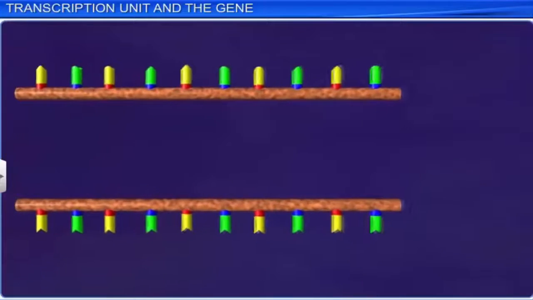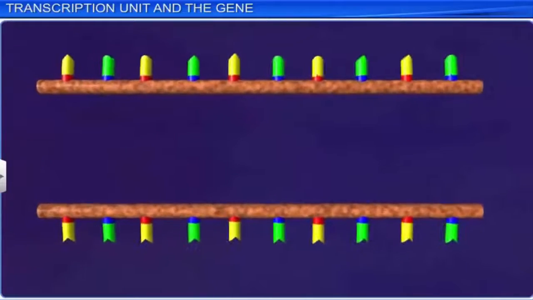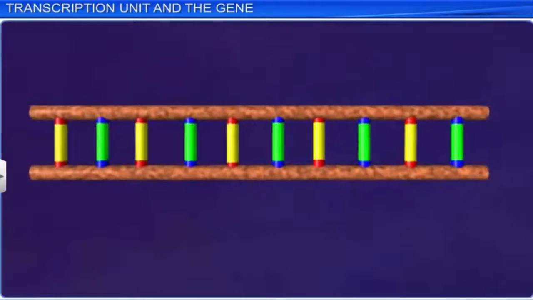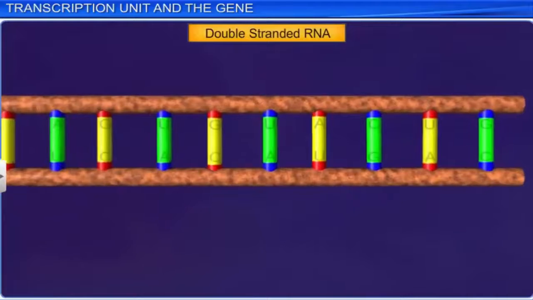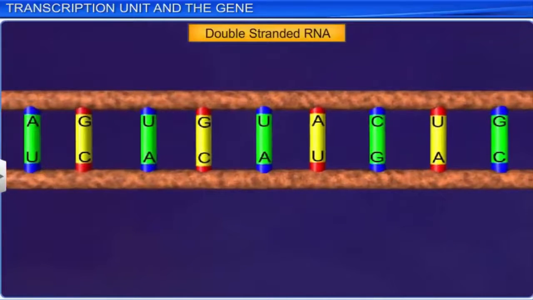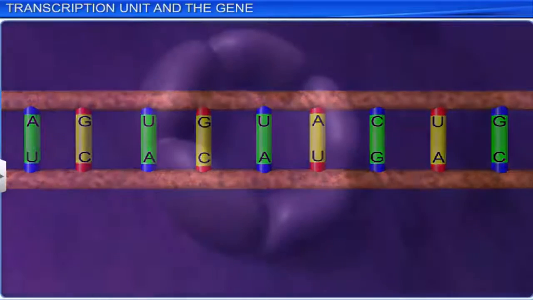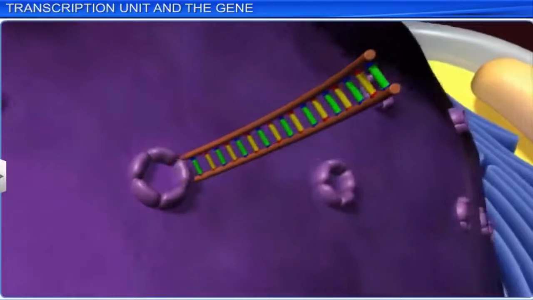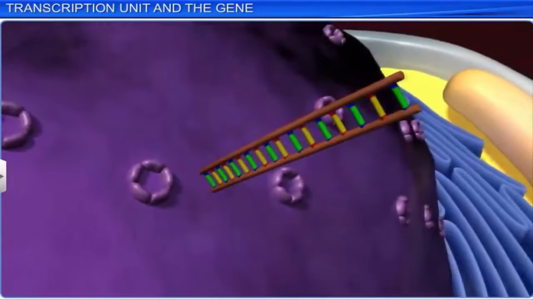Moreover, the simultaneously produced RNA molecules would become complementary to each other and will form double-stranded RNA. As a result, RNA will not get translated into protein and the process of transcription will get nullified. However, such an occurrence is quite rare.